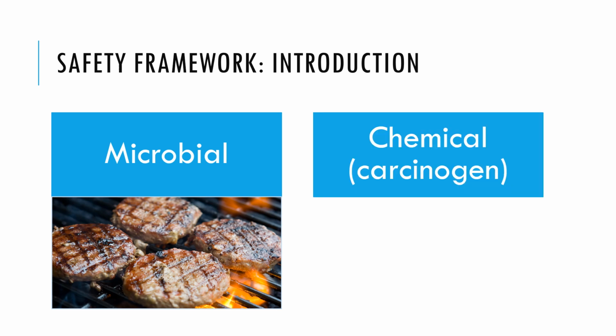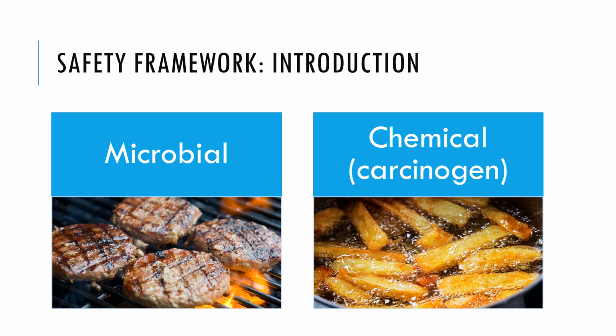Then the other type of safety that we'll talk about is chemical safety. For example, in this frying process, as the potatoes are heated at high temperatures, there are carcinogens that form called acrylamide, and we want to know how much forms, at what temperature, at what time, and so on. So that would be called chemical safety, and the other one I discussed would be called microbial safety.